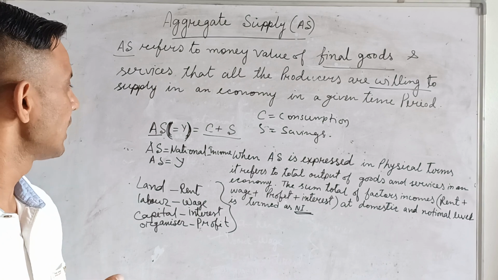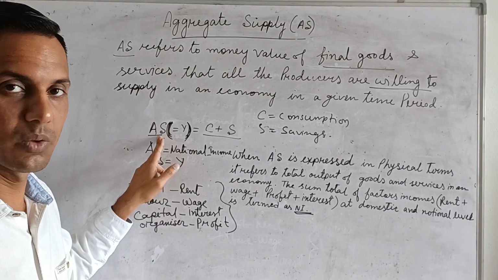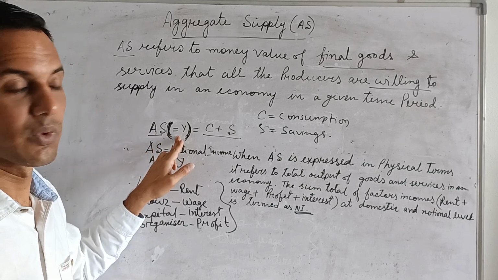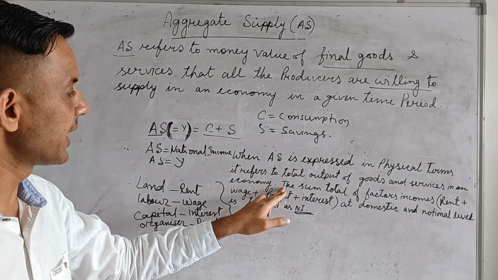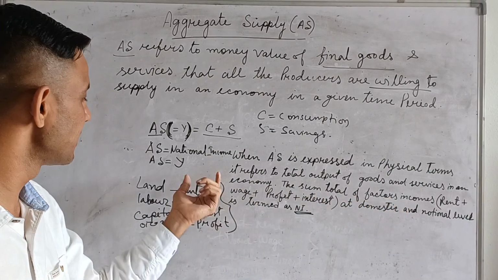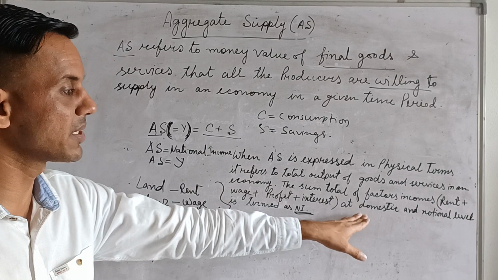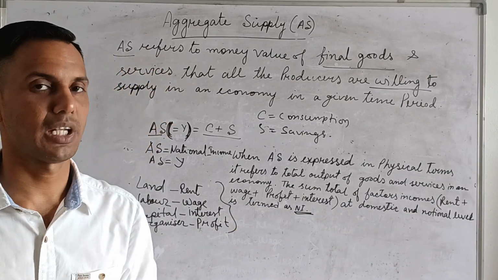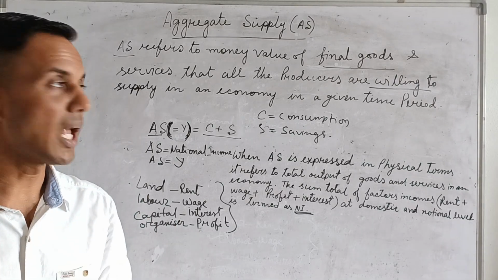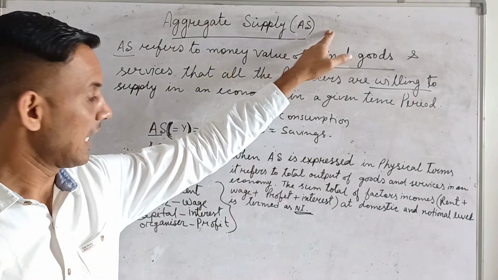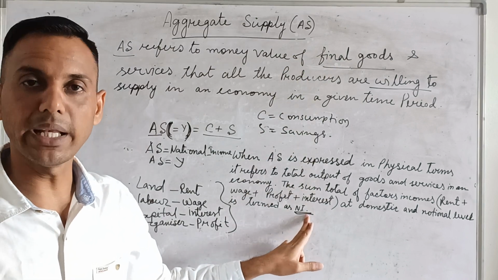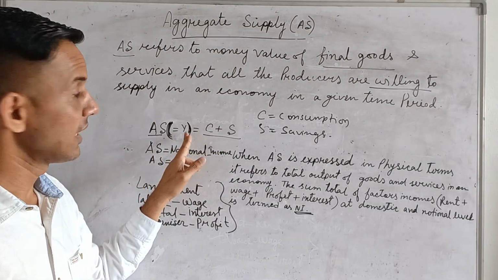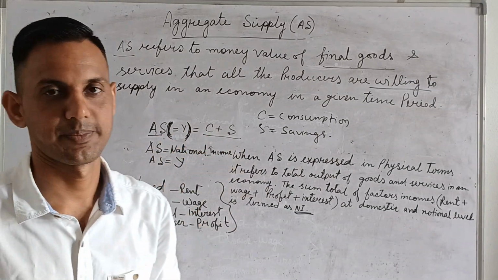Next, what we learned is that aggregate supply, AS, is equal to Y also. Why can you say Y? Because the sum total of factor incomes, that is rent, wage, interest and profit, at domestic and national level, is termed as national income. And finally, we have learned that aggregate supply and national income are one and the same thing. That's why AS is equal to Y is equal to C plus S.